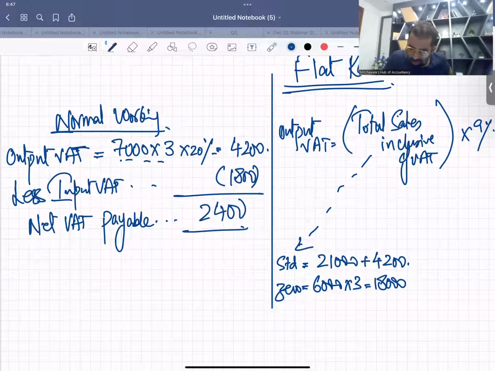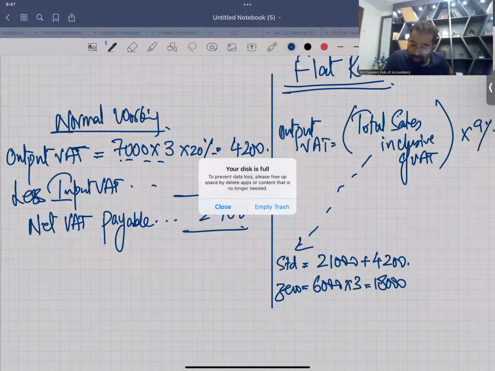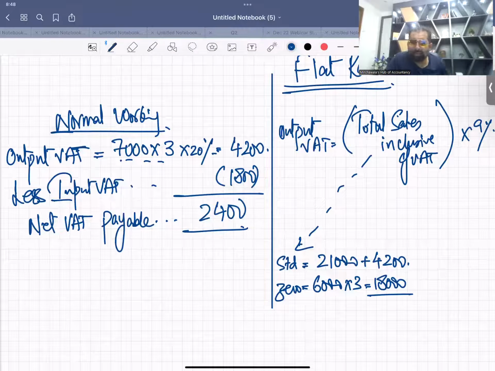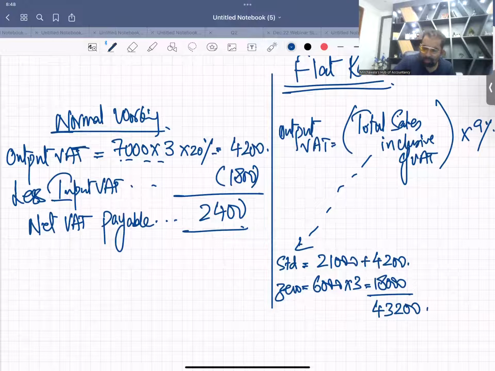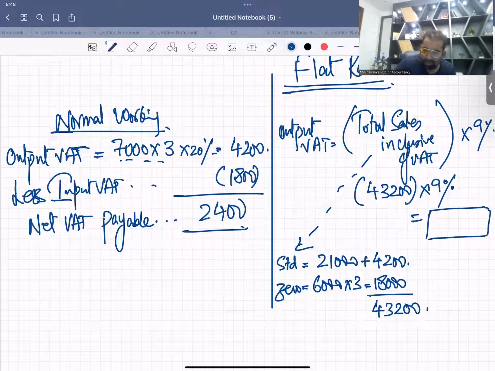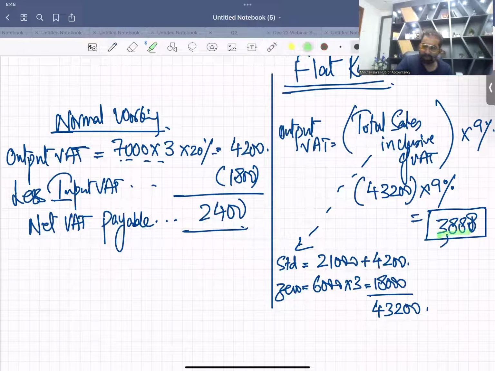Okay. So see this: 18,000 plus 4,200 plus 21,000. It is 43,200. Your total sales inclusive of VAT is 43,200 times 9%. Can anybody tell me the amount? Please tell me. 3,888. Now this answer is according to the flat rate scheme and this is according to the normal scheme.